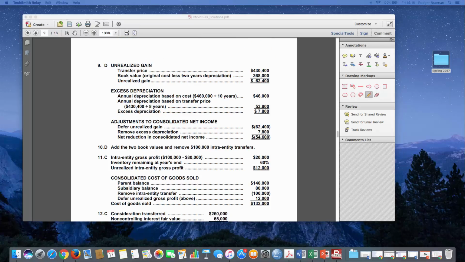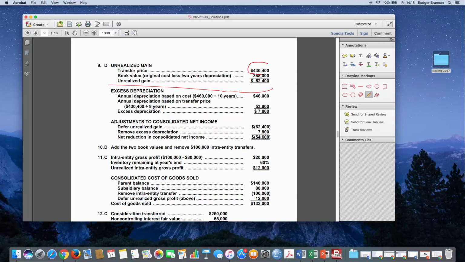Okay, the explanation for number 9 is a little bit more straightforward. The transfer price is $430,400. The book value of the asset is the original cost of $460,000 minus the $92,000 of depreciation. That is, the $460,000 is being depreciated over 10 years. That's minus 92, which gives you a book value of $368,000. So the unrealized gain here, because it's sold between affiliates, is $62,400.